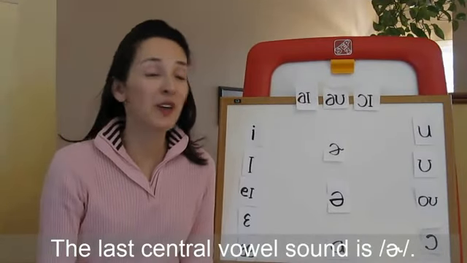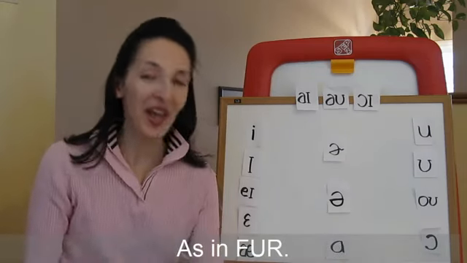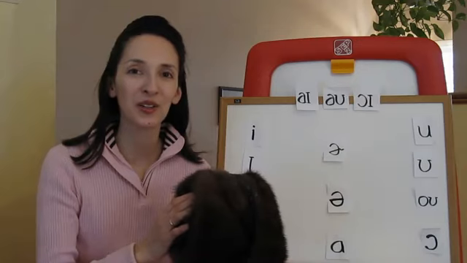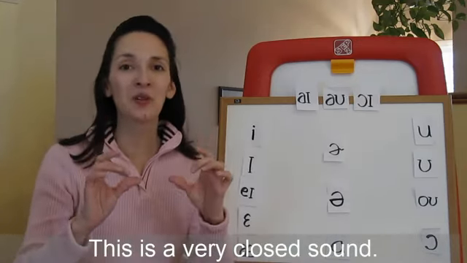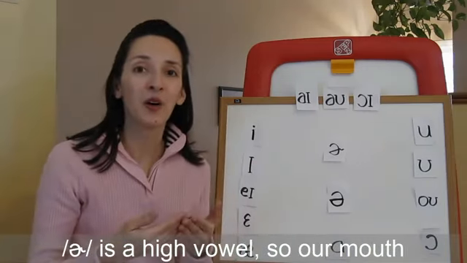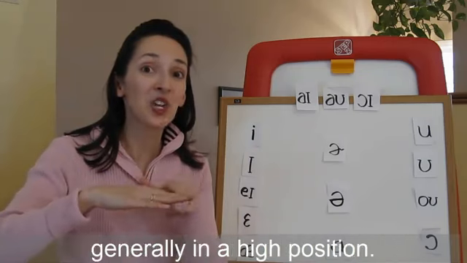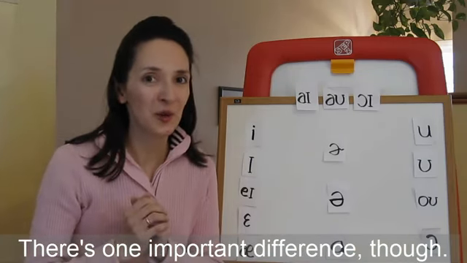The last central vowel sound is er, as in fur, fur. This is a very closed sound. It is a high vowel, so our mouth is very closed and our tongue is generally in a high position. There's one important difference though.